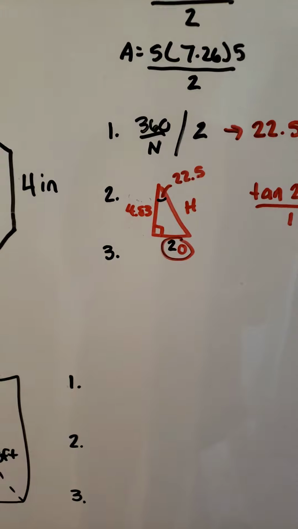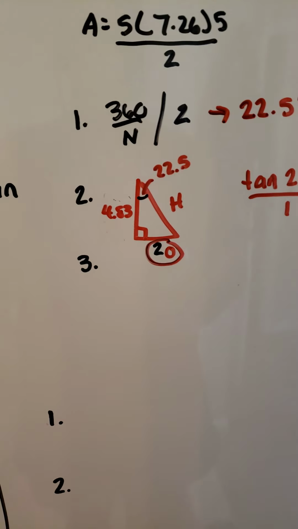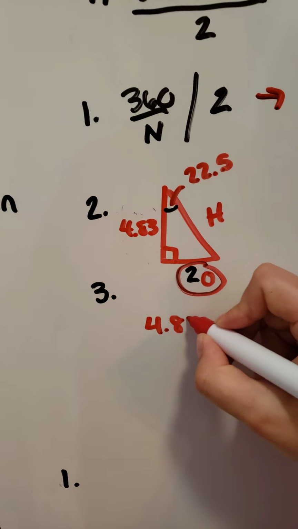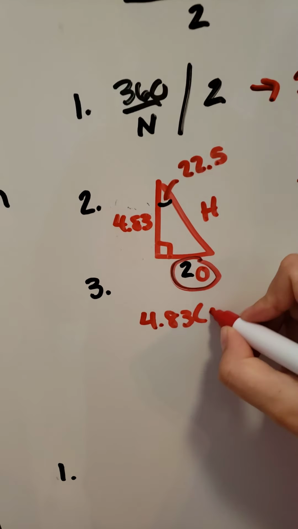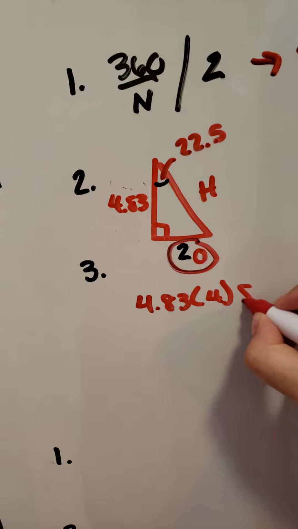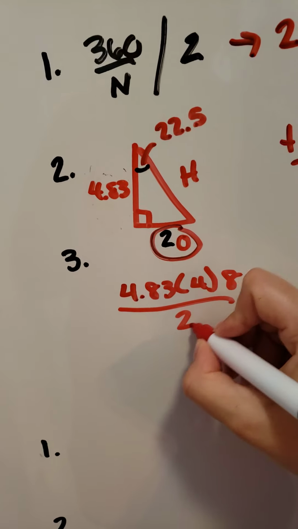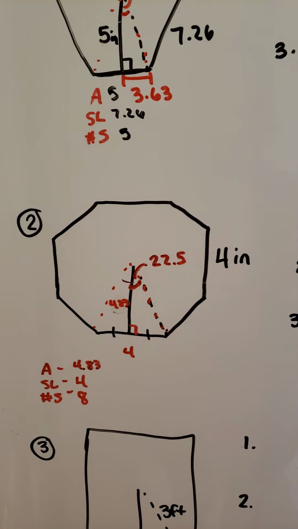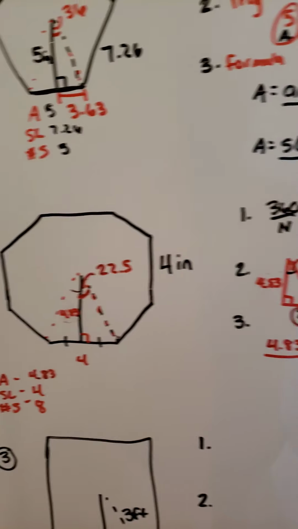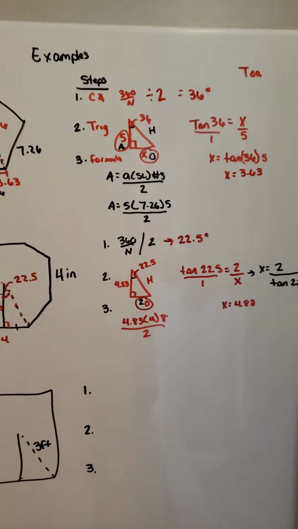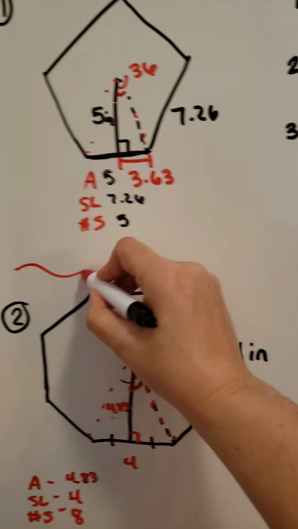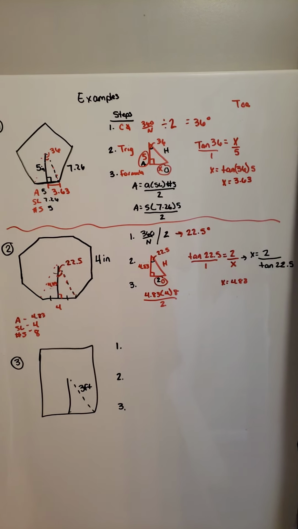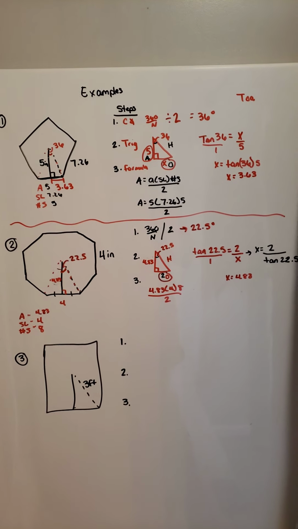And then step 3 is plug those values into your formula, okay? Area equals my apothem of 4.83 times my side length of 4 times my number of sides, which is 8, divided by 2. And this is in inches, so once you get that answer, it's going to be in inches squared. Okay? We'll put a line here so you can kind of see. So there's example 1 and example 2.